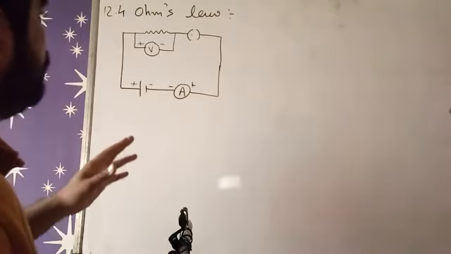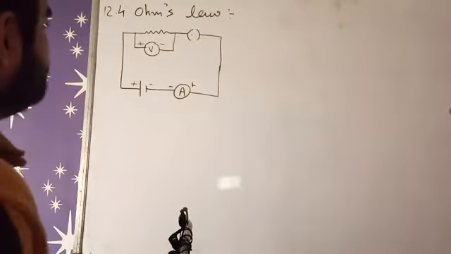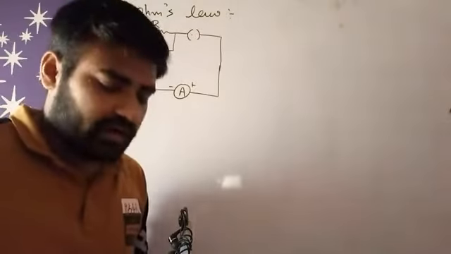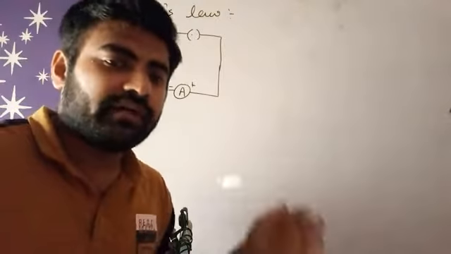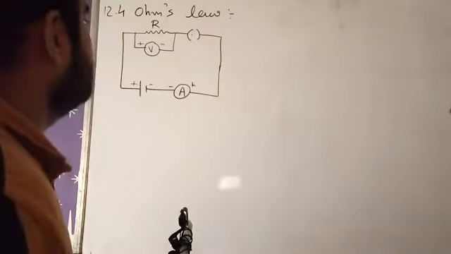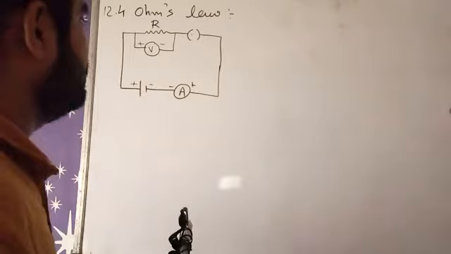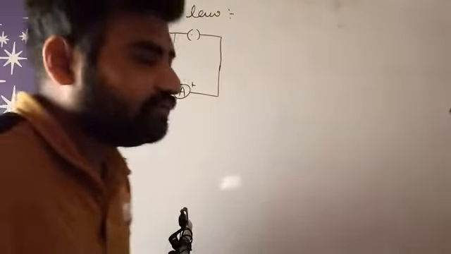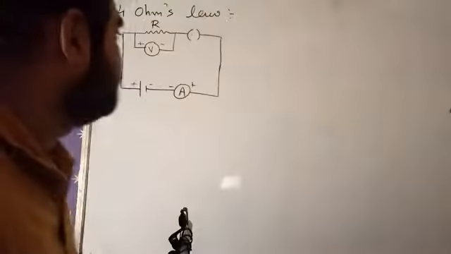For Ohm's law, as a resistance we can use any conductive wire, because a conductor also has some resistance. So we can use a conducting wire like nichrome or any metallic wire, because a conductor always has some resistance in it.